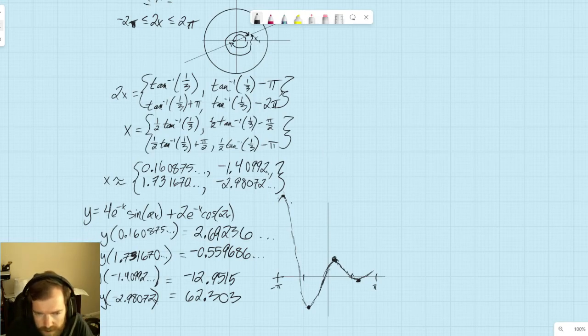So we get something that looks like this, has an endpoint up here. Goodness knows where that is. And we have an endpoint down here. Oh, I never got back to you.